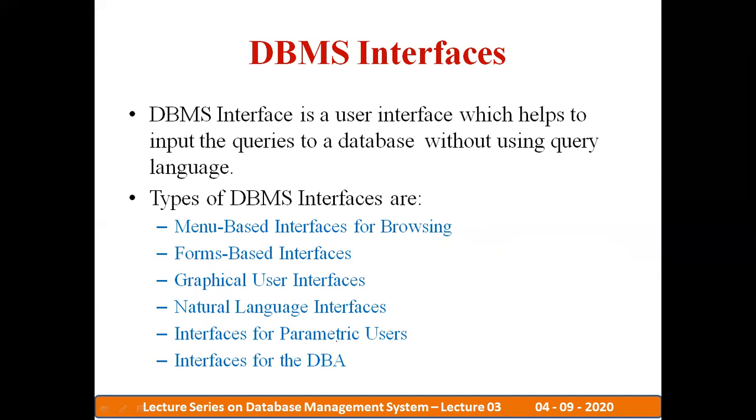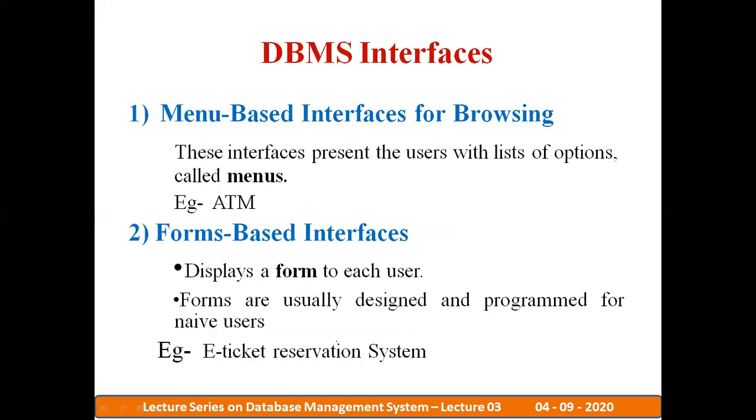The first one is menu based interfaces for browsing. The second one is form based interfaces. The third one is graphical user interfaces. The fourth one is natural language interfaces. The fifth one is interfaces for parametric users. The last one is interfaces for the database administrator. So let us see one by one.